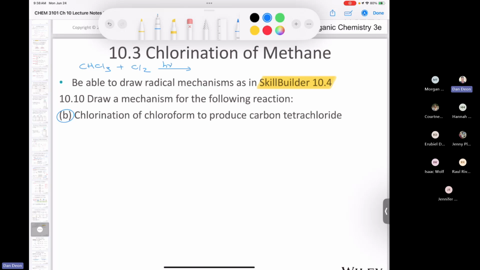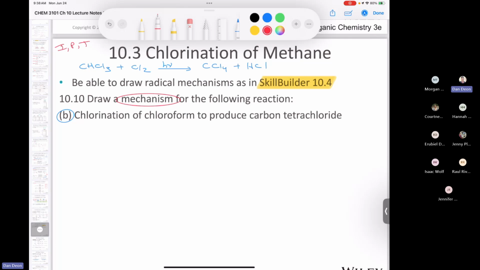And I'll just put h nu for light. And then we end up with CCl4 plus HCl. Like that. Could you draw the mechanism for this? So when we're talking about radical mechanisms, we're not talking about nucleophilic attack, loss of leaving group, proton transfer, and all that stuff. What we're talking about is initiation, propagation, and termination. So initiation, propagation, and termination is what we need to draw here.